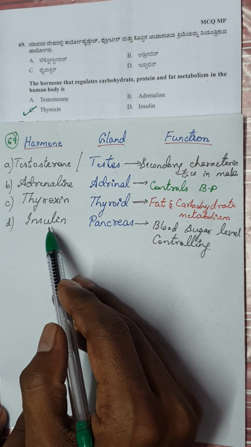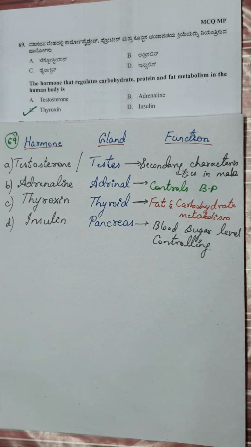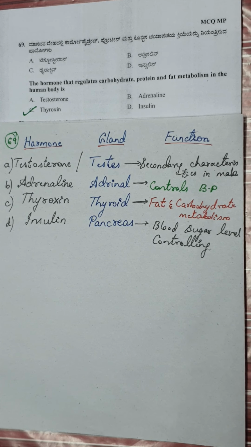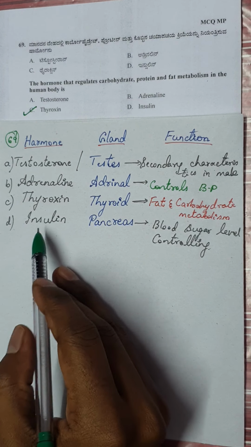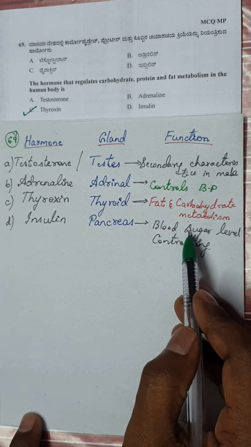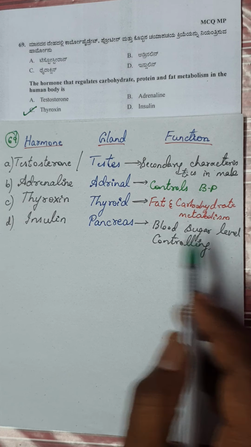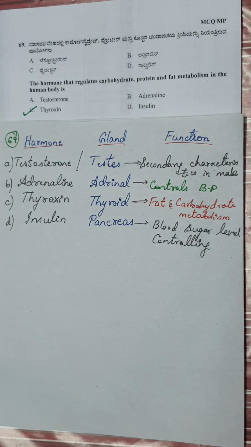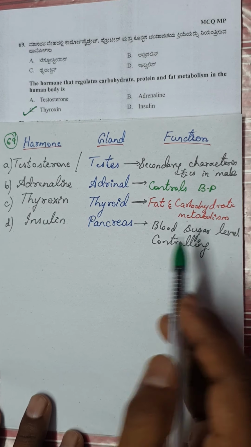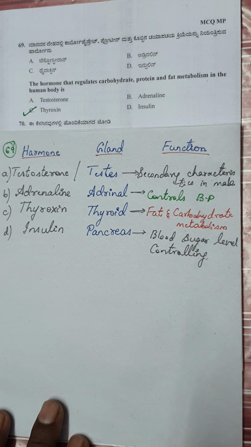Finally, the insulin. Definitely, because you might have heard about the sugar patients speaking about insulin or insulin injections. The reason is very simple. Insulin is produced in pancreas, and this controls the blood sugar level. When the sugar level is altered, then insulin plays the role here. These are very important things to be noted down. So that will conclude question number 69. This is just for your additional information.